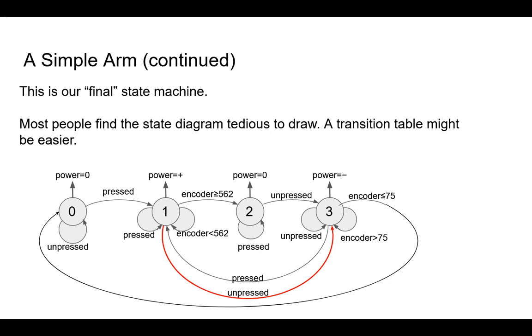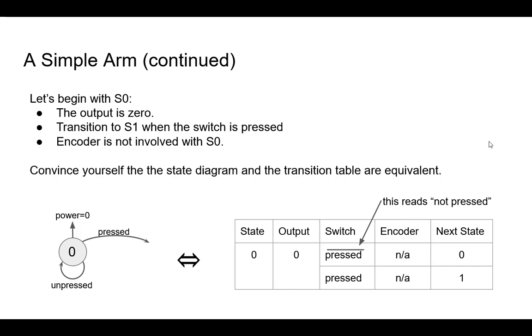Some people don't like drawing these things. So what we're going to do is look for another way of drawing or representing this, and it's called a transition table. So let's go through and look at a transition table. By the way, we saw one of these in the very first example that we did in the first video when we were just lighting a light with a switch.